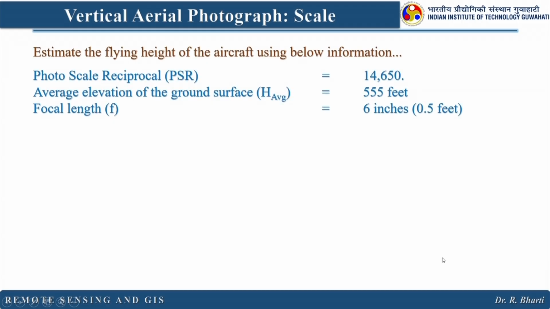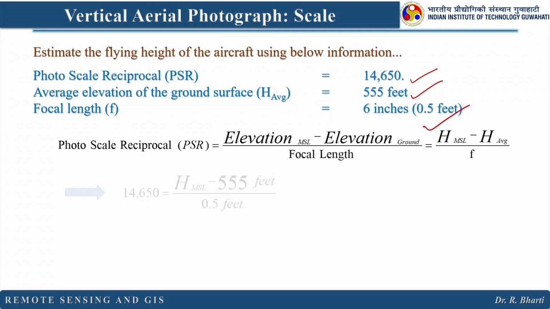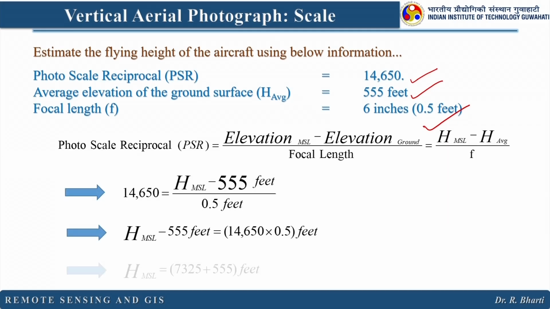This is another problem where you have to estimate the flying height of the aircraft using the following information. So here you have photo scale reciprocal, average elevation of the ground surface, and then focal length, right. So how do you calculate the flying height? Now this is the reverse problem. Now you can always use the same equation by changing it, and then you can calculate what is the flying height of your craft, right.